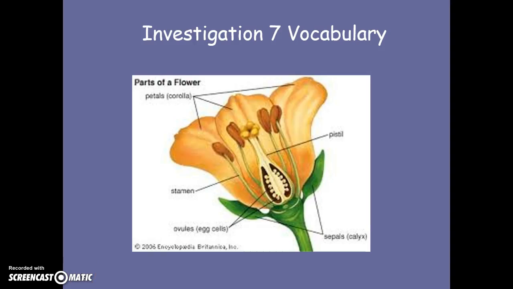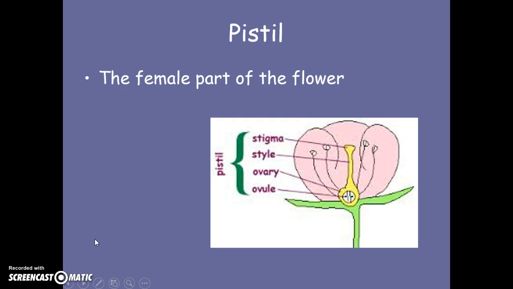Hi, this is Diversity of Life, Investigation 7 vocabulary, and all of this vocab has to do with flowering plants, or parts of a flower. So we're going to talk about all of these flower parts in this vocab. A pistil is the female part of the flower. So this entire yellow thing here is the pistil, and that's the female part.